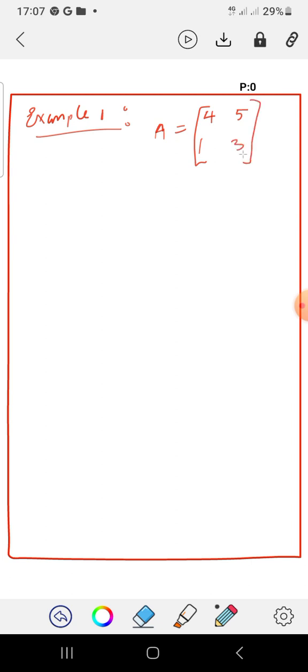Okay, this is my notes. There you are. Let's look at examples. We have used arbitrary variables, so let's look at an example. Let's look at the first one. We say A equals 4, 5, 1, 3.